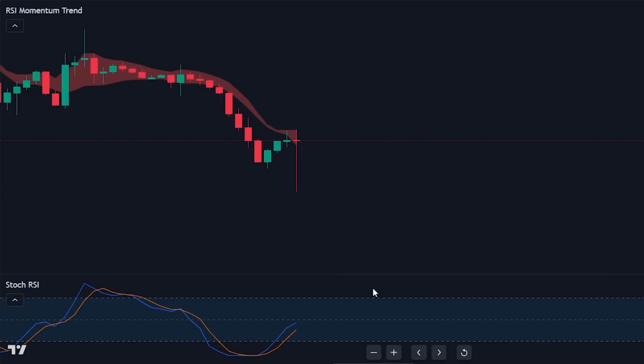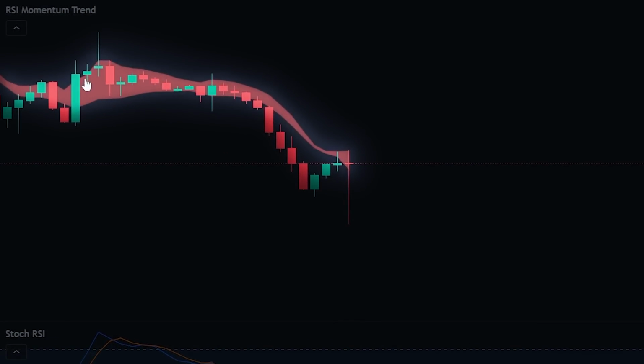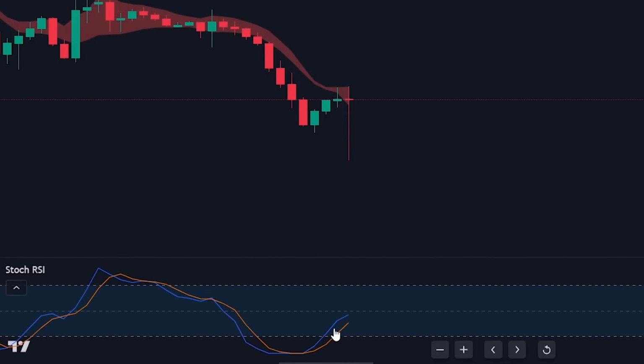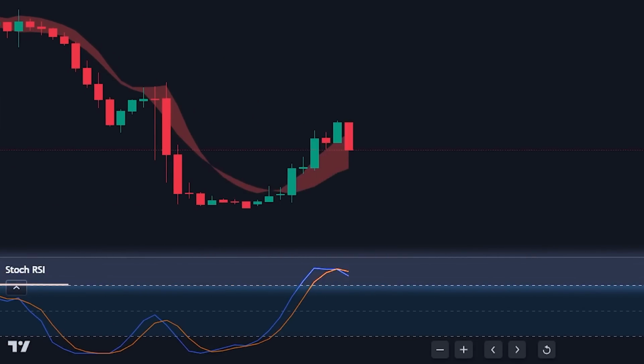As you can see on the chart, the RSI momentum indicator is showing we are in a bearish trend, denoted by the red ribbon on the chart. What we want to do now is use the Stochastic RSI to determine where is a good area to sell. We want to wait for the Stochastic RSI to go above the 80 line, and then once the orange line crosses above the blue line, we will take a sell.